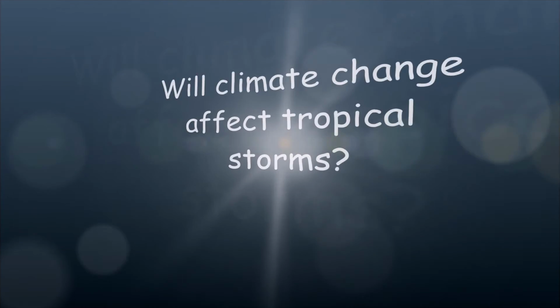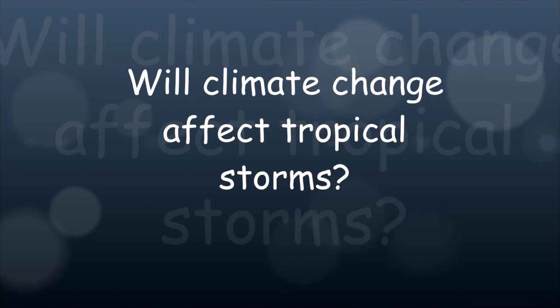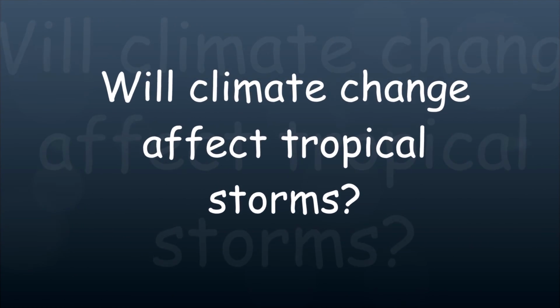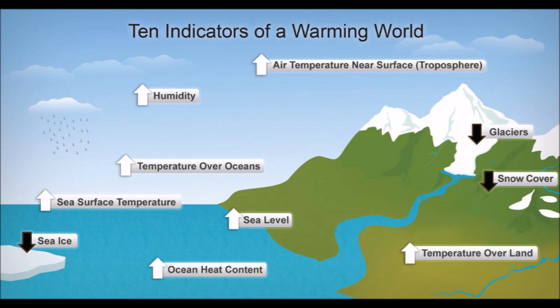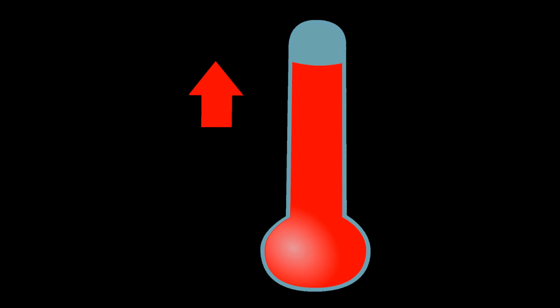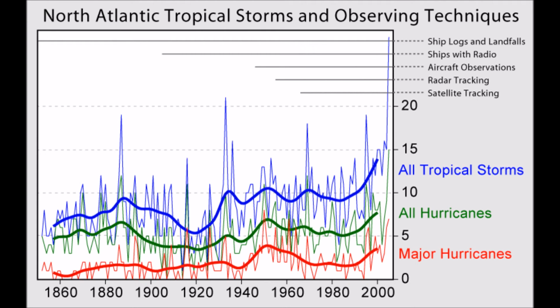Will climate change affect tropical storms? There is strong scientific evidence that global temperatures have risen over the last few decades. These rises may be impacting on the world's natural systems. Over the last few decades, sea surface temperatures in the tropics have increased by 0.25 to half a degree Celsius. As patterns of sea surface temperatures change, they may affect the distribution of tropical storms.